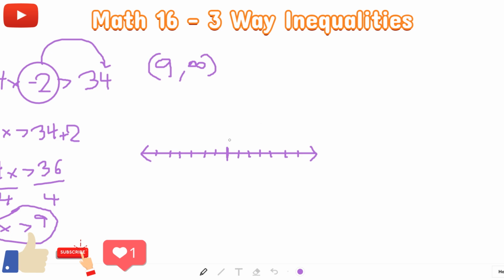For our third form of notation, we are graphing the inequality. We can simply make an open circle, put 9 in the middle of the number line, and draw a line leading to the right, which shows us every number greater than 9.